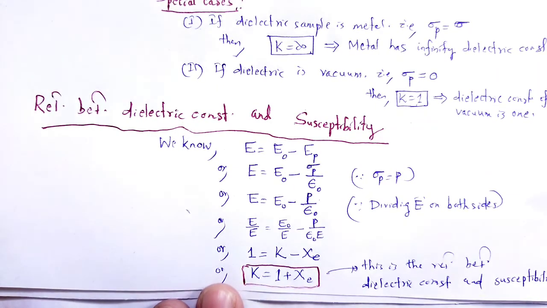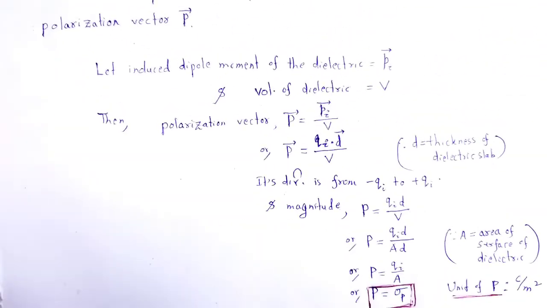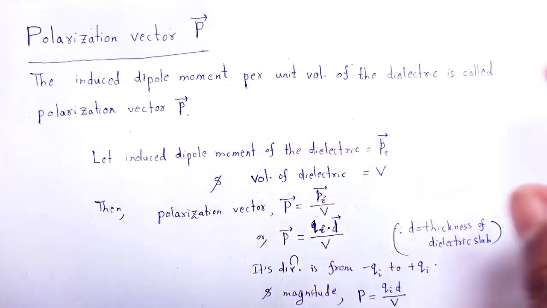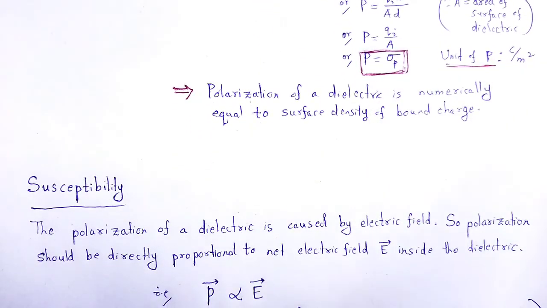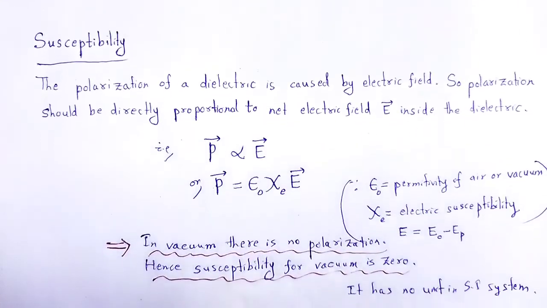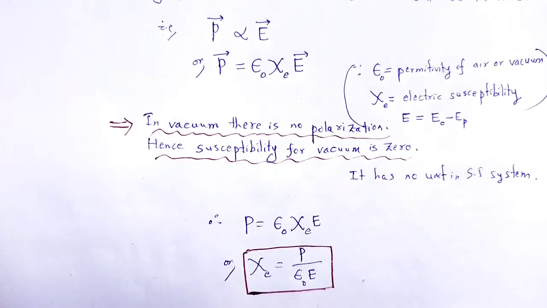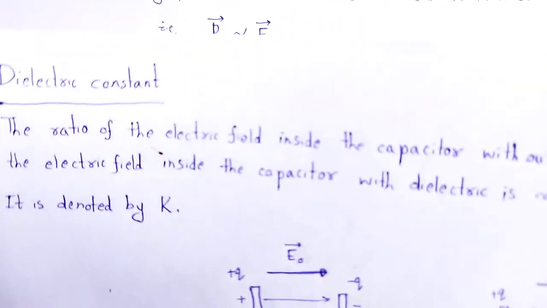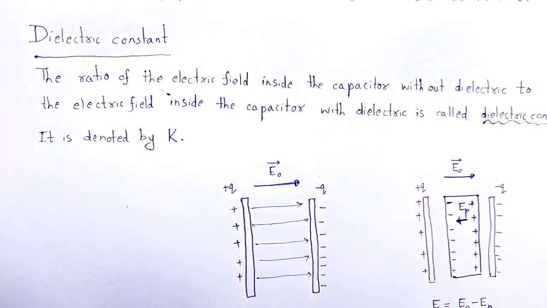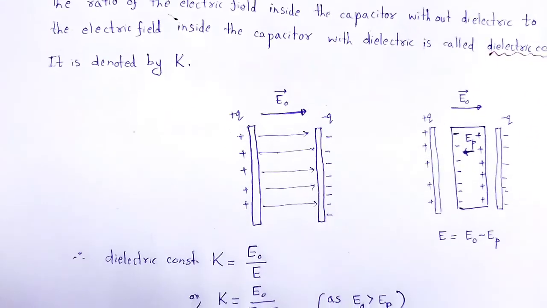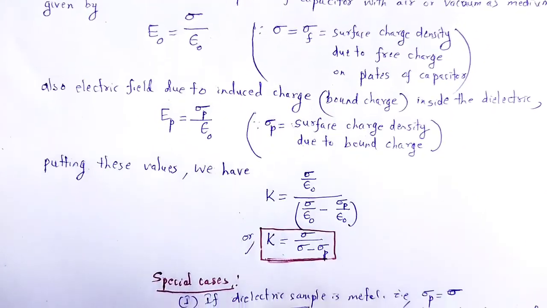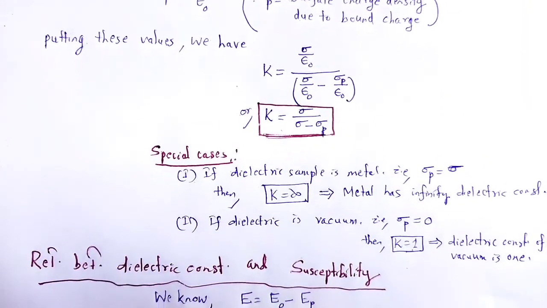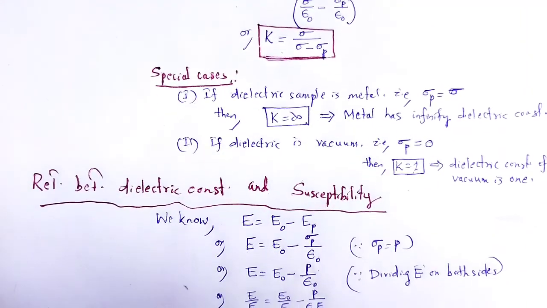So, with the help of this video lecture, we understand the concept of polarization vector P, susceptibility, dielectric constant, and the relation between dielectric constant and susceptibility.